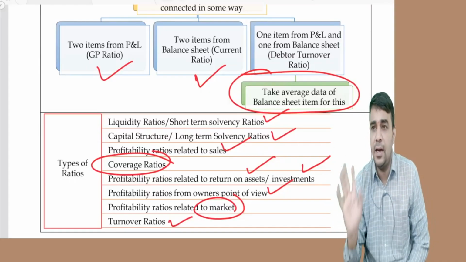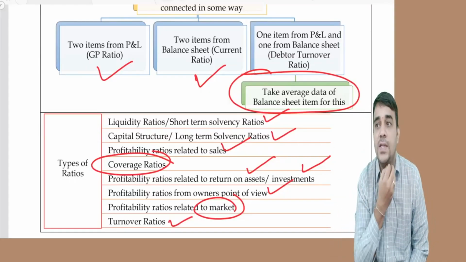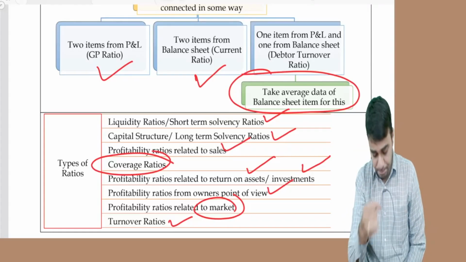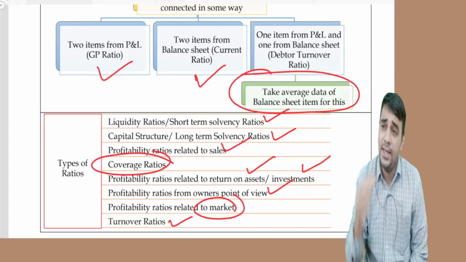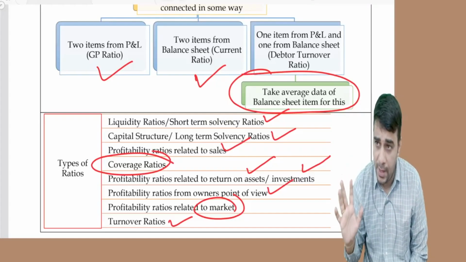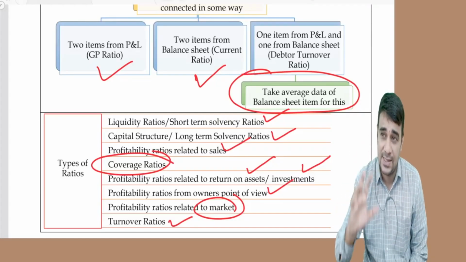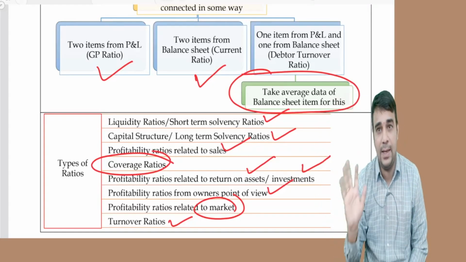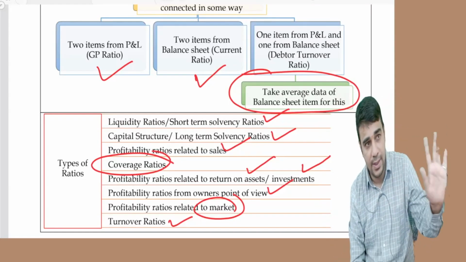And we lastly learned DuPont framework, which says ROE is equal to PAT by sales into sales by asset into asset by equity. PAT by sales is called net profit margin. Sales by asset is called asset turnover ratio, and the last part is called equity multiplier. Any doubts on this? Able to understand this?